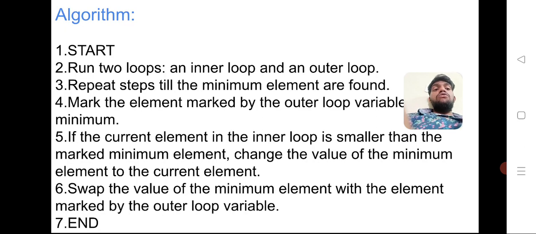Start. Run two loops, an outer loop and an inner loop. Repeat steps till the minimum element is found. Mark the element marked by the outer loop variable as minimum. If the current element in the inner loop is smaller than the marked minimum element, change the value of the minimum element.